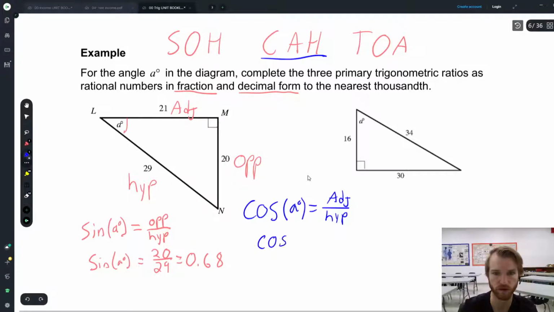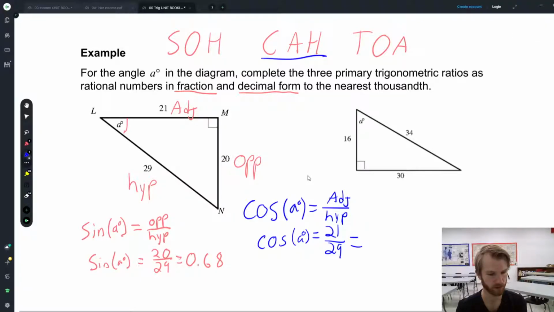Often students will get those upside down, and they'll do everything right. It's just that the numbers they put in will be upside down, and so then they get a slightly wrong answer. All right, so our adjacent side here is 21, and our hypotenuse is 29. This is going to be 21 is our adjacent, over 29 is our hypotenuse. And then we put that into our calculator. 21 divided by 29 is equal to 0.72.